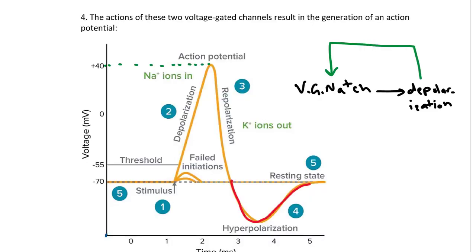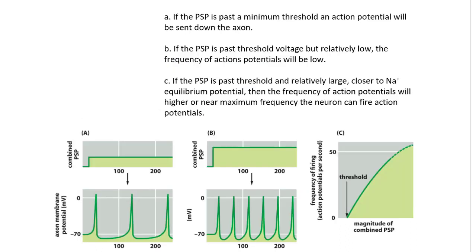So what we want is for the potential at the AIS to get past this threshold right here. If it is past that threshold, then an action potential will be generated. Otherwise, if it's below that threshold, you'll have failed initiation, and you will not get an action potential. If the PSP is past threshold voltage, but relatively low, the frequency of action potentials will be low. If the PSP is past threshold and relatively large, closer to sodium's equilibrium potential, then the frequency of action potentials will be higher or near the maximum frequency the neuron can fire action potentials.